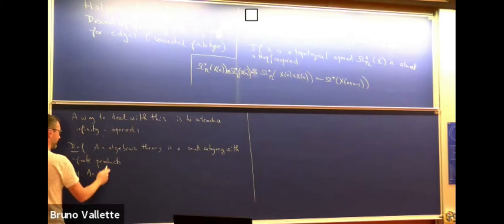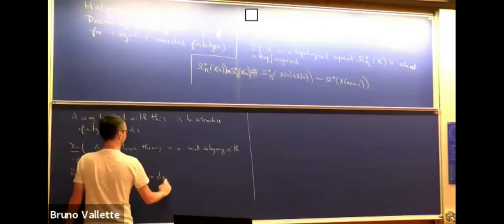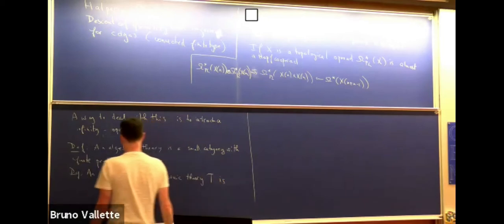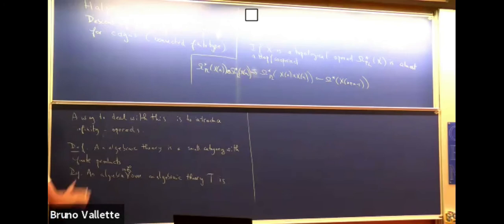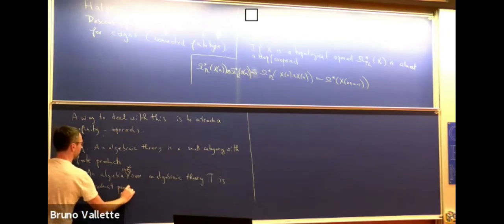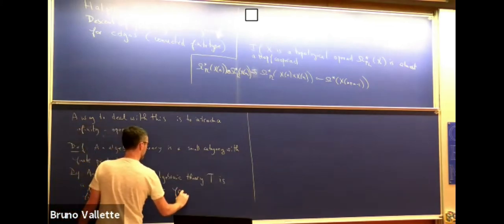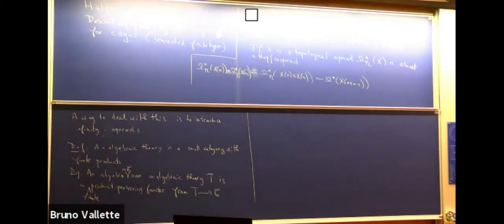And an algebra over an algebraic theory T, so an algebra in C, where C is some other category, is a finite product preserving functor from T to C. So in particular, this only makes sense when C itself has finite products.